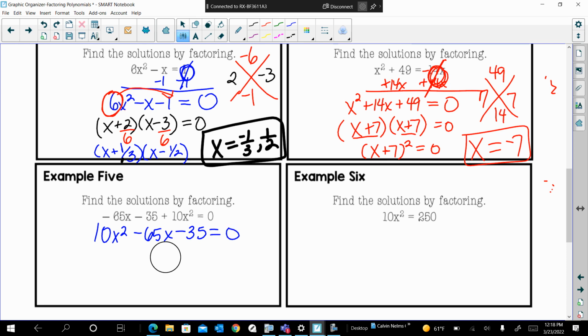Sorry about this circle. I don't know why it's there. I wonder if I can select it. Nope. Oh, nope. No.